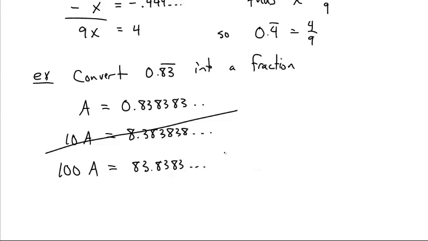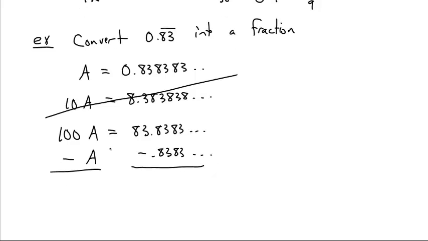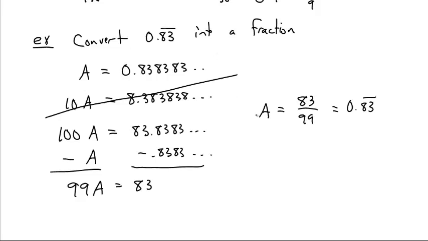The general trick is, if you have 2 digits repeating, you're going to have to multiply by 100. If you have 1 digit repeating, you only have to multiply by 10. If you have 3 digits repeating, you're going to have to multiply by 1,000, and so on. So, from this 100a, we subtract 1a on the left, and we subtract the equivalent 0.838383 on the right. On the left, we get 99a. On the right, we just get 83. Divide both sides by 99, and you get a is 83/99, which is what we wanted.